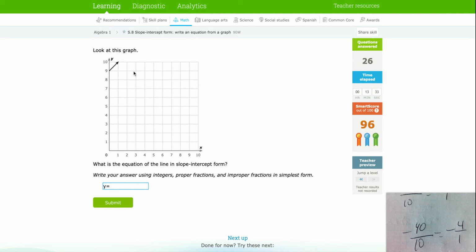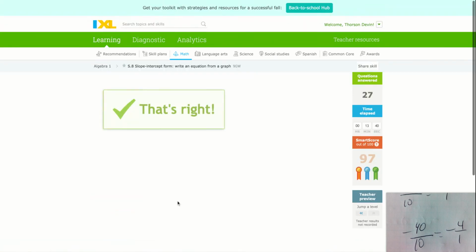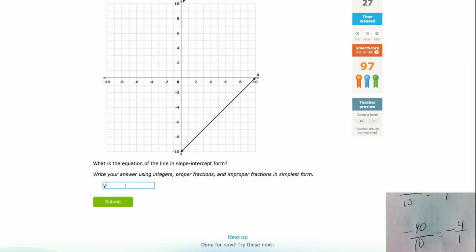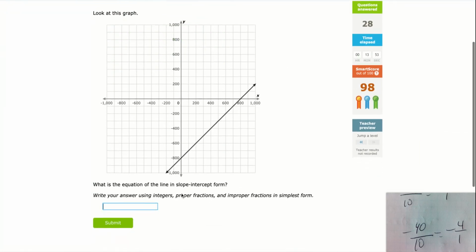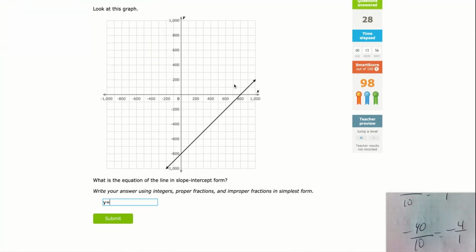Y equals, looks like it's a 1 slope, up 1 over 1, so x, and a y-intercept of 9. Y equals, again, a positive 1 slope, so 1 times x is just x, and we cross at negative 10 on the y-axis. Remember, always y-axis, never x-axis. Y equals, ooh, they're throwing some big numbers in again, but if I go from negative 800 and I go up 800 and over 800, it's a slope of 1 again, so x, and I cross at minus 800.